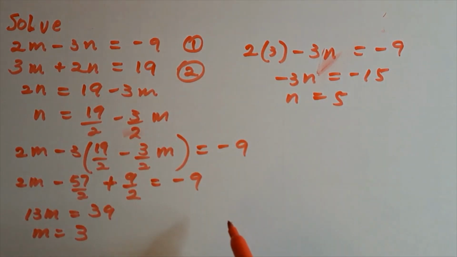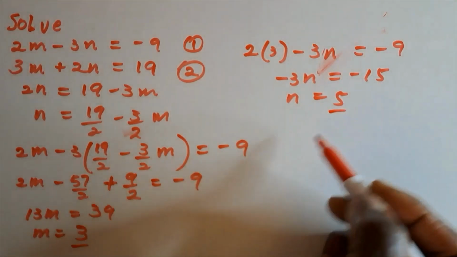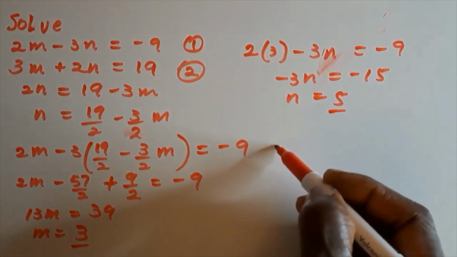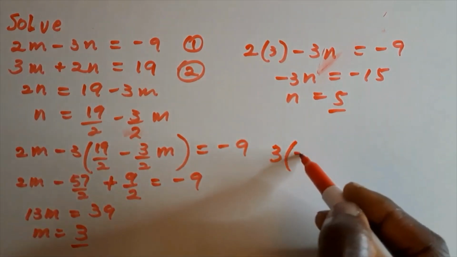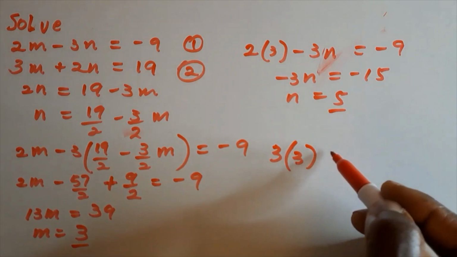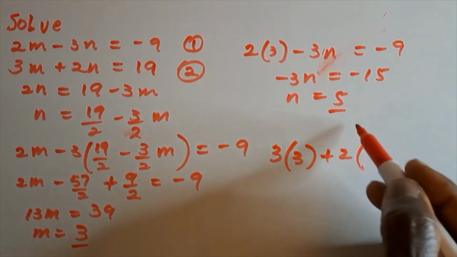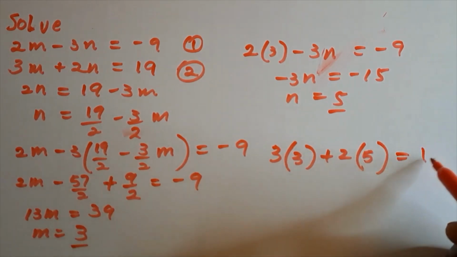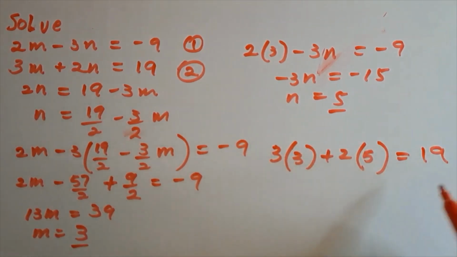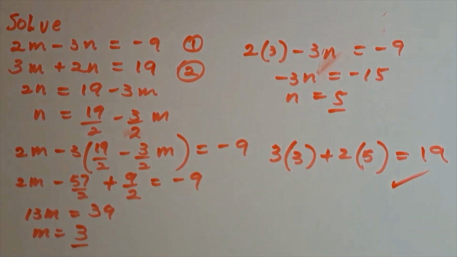And to check to see whether our solutions m equal to 3 and n equal to 5, we can substitute in equation 2: 3 times m, which is 3, add 2 times n, which is 5, that gives us 19, which indicates that our solution of m equal to 3, n equal to 5 is correct.